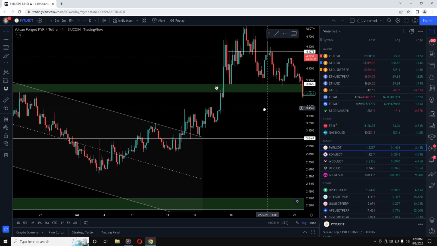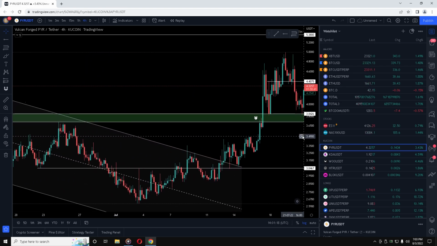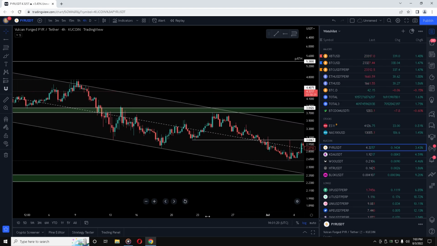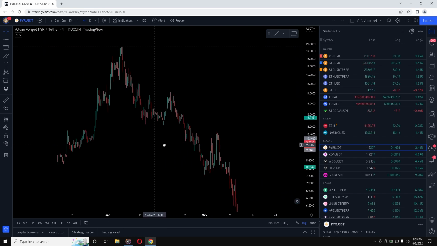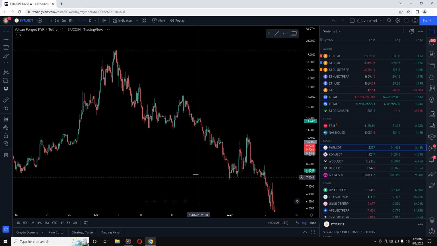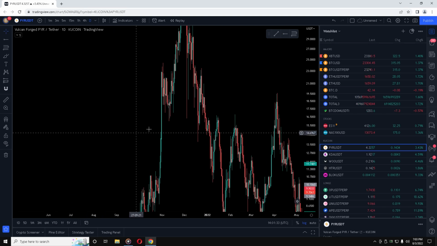Let's check if we can find a deviation. You cannot short PYR, but let's say you had some sort of a deviation somewhere and it was possible to short it. What would you do? Let's check. All right, over here, let's go on the daily and look for a better key level.